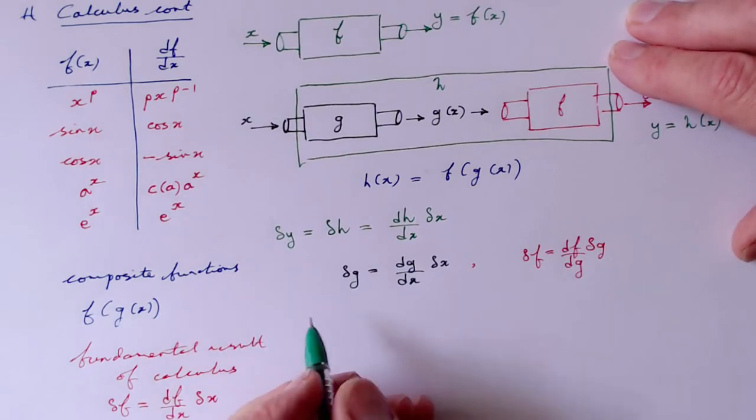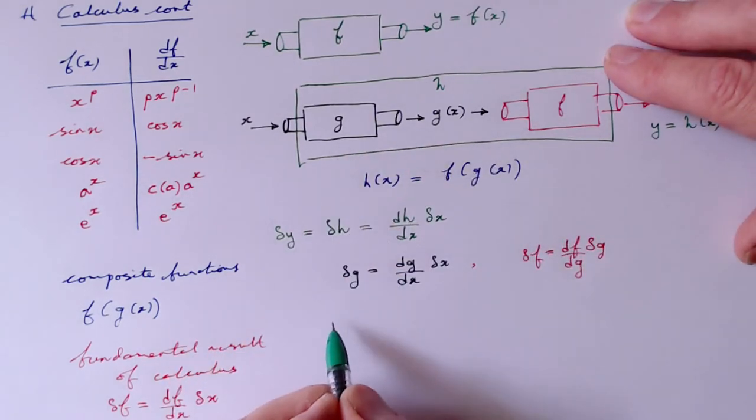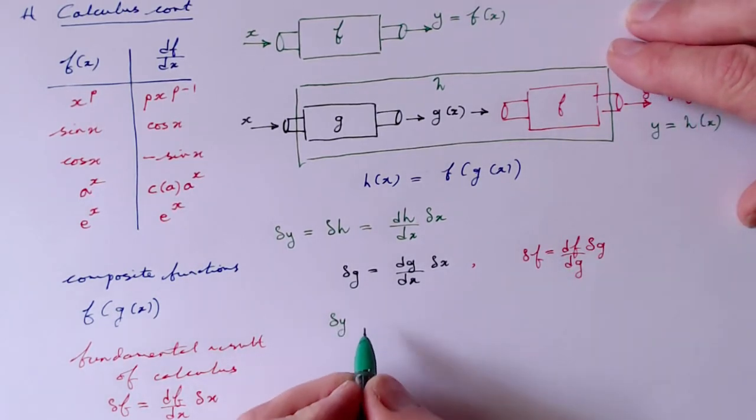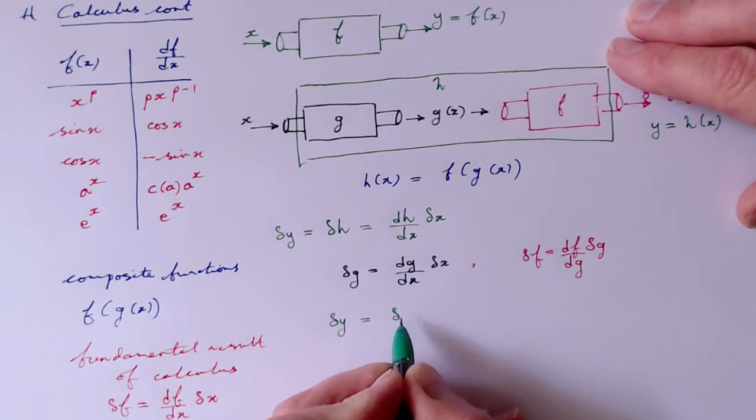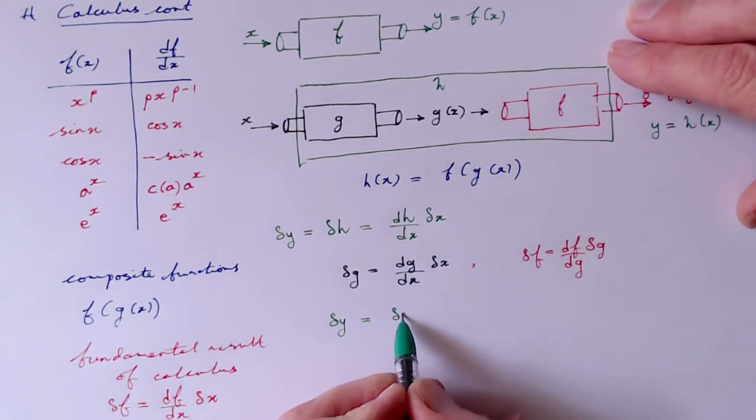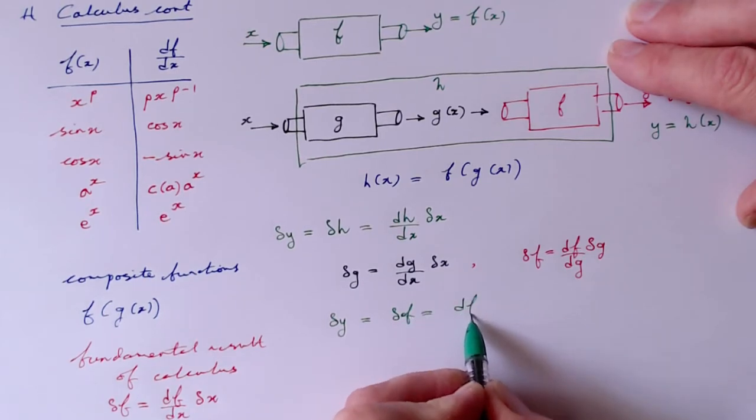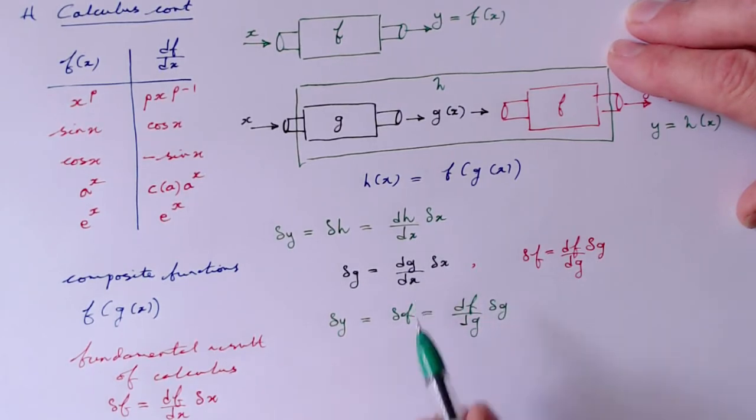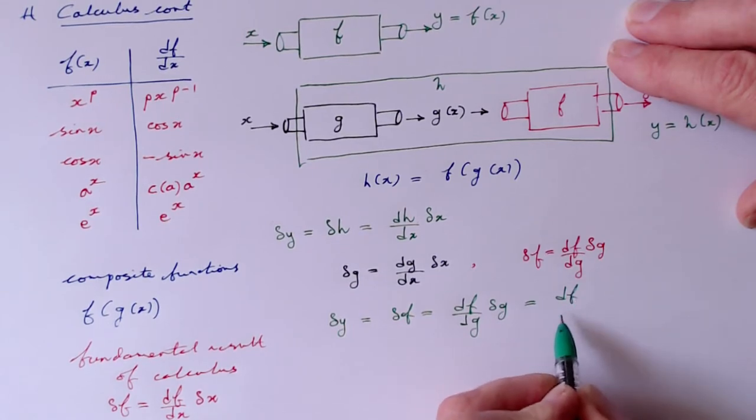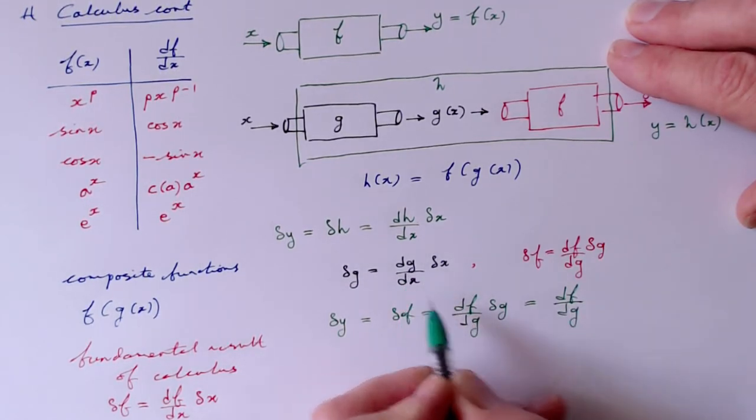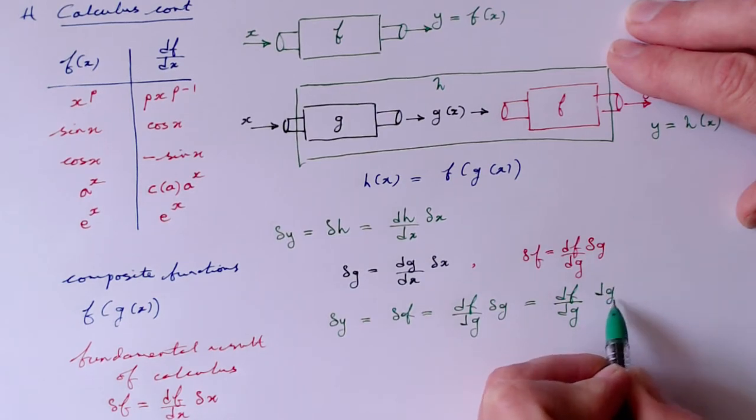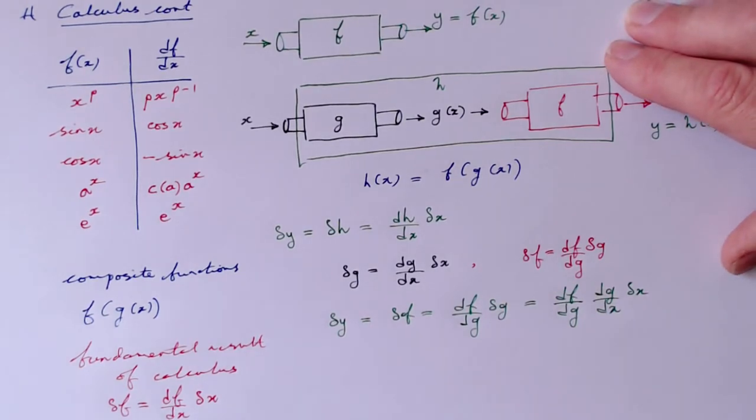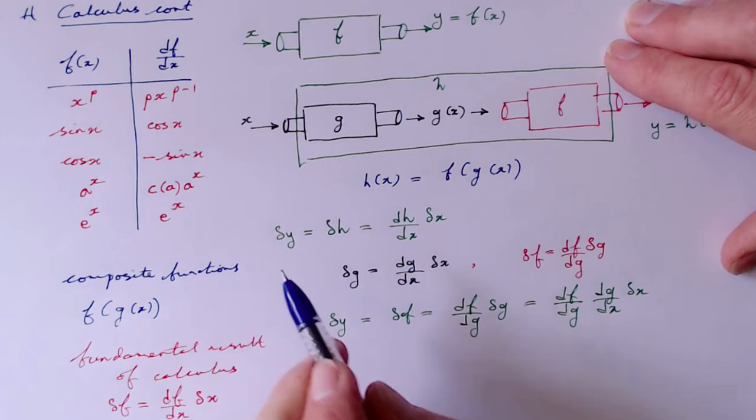As far as the double machine is concerned, the composite machine, the change in the value of the output y, which is the change in this function f, is df by dg times the change in g. But then we can use this result to say that df by dg times change in g is dg by dx times the change in x. And so you see we have two equations.